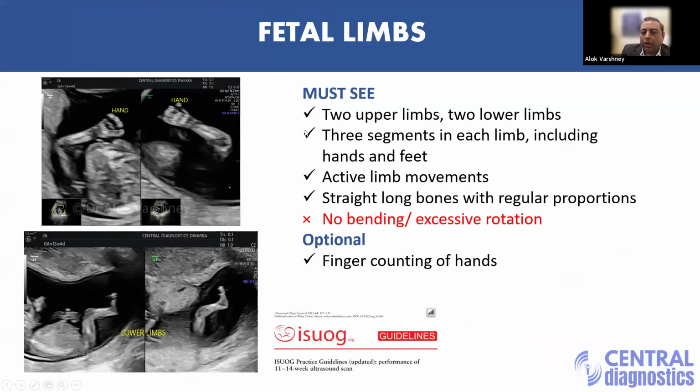So all two upper limbs, two lower limbs, three segments in each limb, including the hands and feet. There should be active limb movements. The long bones should be straight. They should have the regular proportion. There should not be any bending or rotation. Finger counting, some people find it easy to count the fingers in the first trimester because the hand is usually open at this stage, but this is something which is optional.